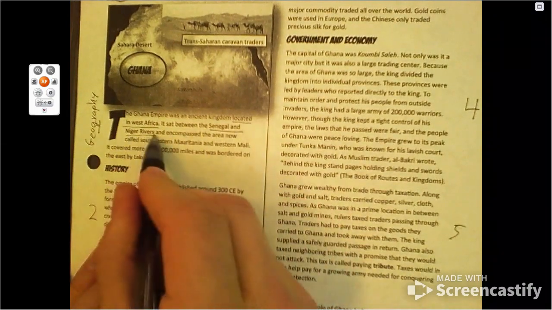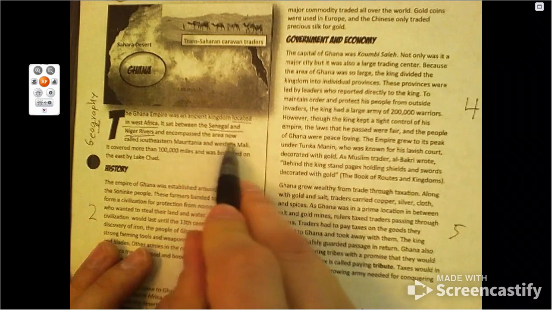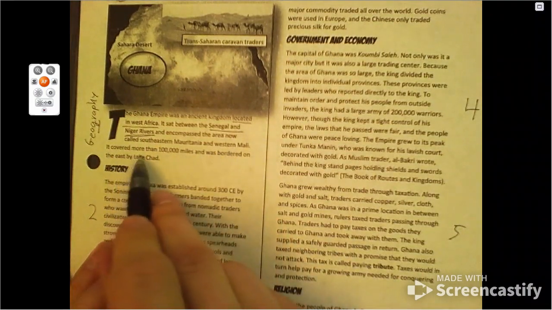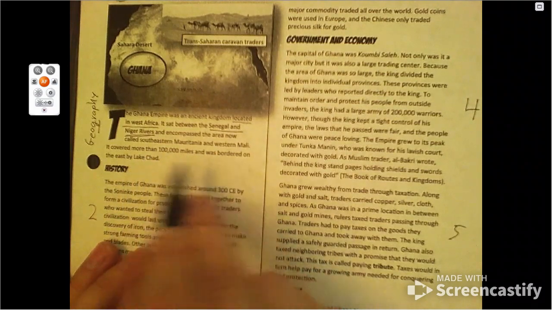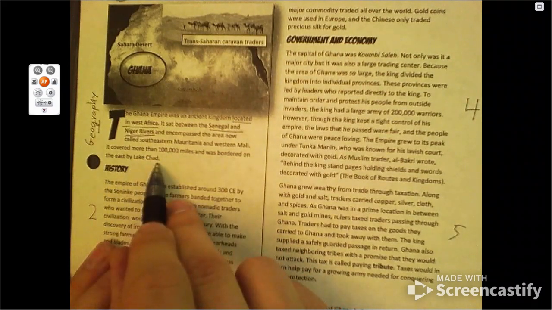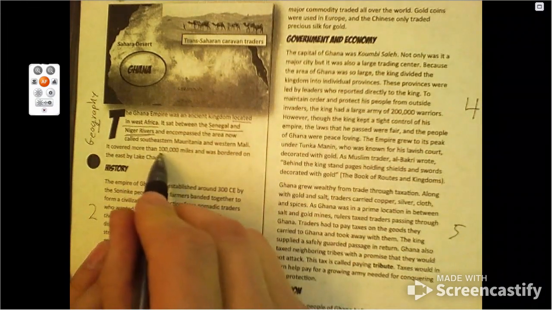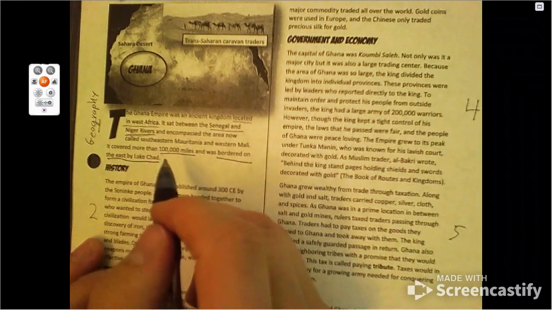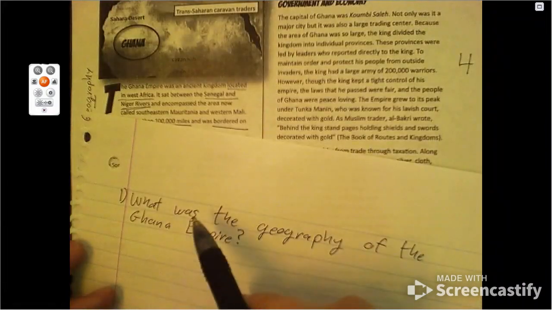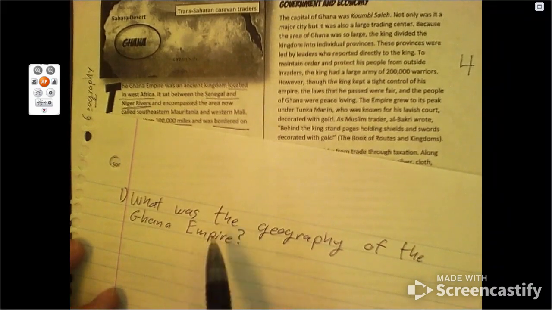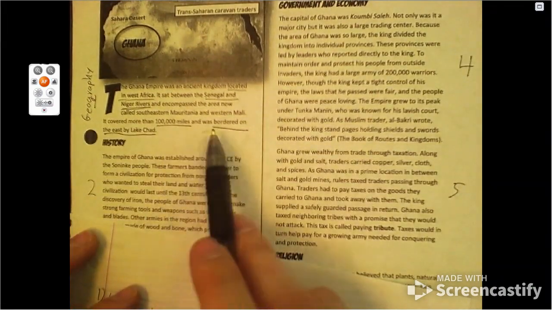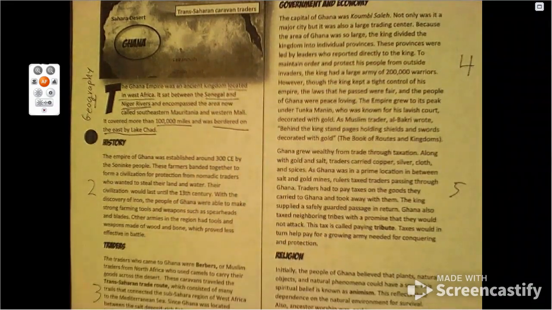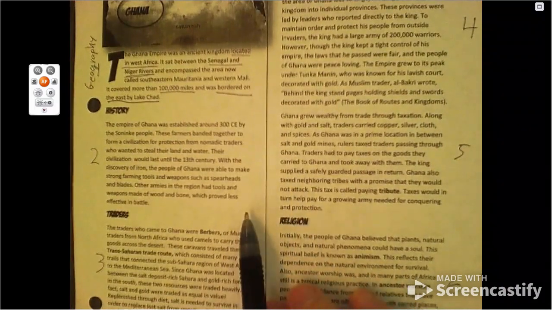Make sure y'all are underlining this. And encompassed the area now called southeastern Mauritania and western Mali. It covered more than 100,000 miles and was bordered on the east by Lake Chad. Okay, I could say 100,000 miles, bordered on the east by Lake Chad. All right, I've underlined the things that answer this question. And in doing so, I have proved that this is the essential question that this paragraph answers. It's mind-blowing, right? Okay, now we can move on to paragraph 2.